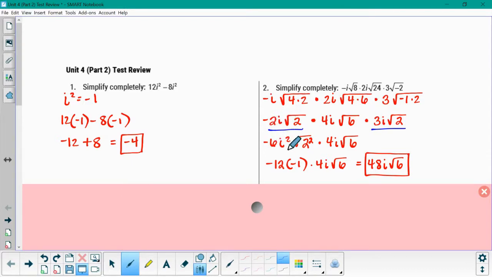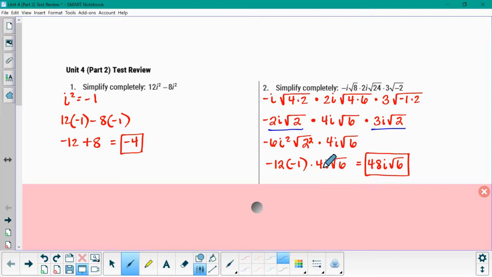i times i is i squared. Square root of 2 squared is square root of 4, which we can simplify. So this becomes 2. 2 times -6 is -12. i squared is -1, and then I have 4i square root of 6.